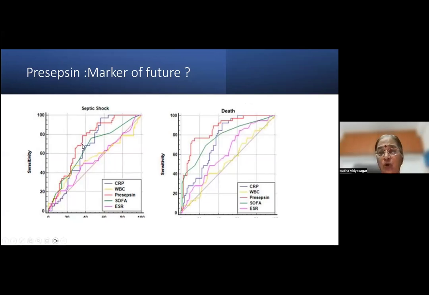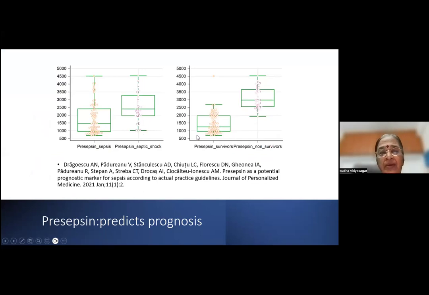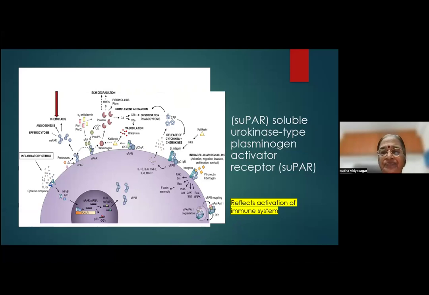The ROC is good for presepsin, for septic shock and for mortality. For both, it is good. And you can see here the difference in presepsin between patients in septic shock, and between survivors and non-survivors. You can find that the numbers are different. And so that is how it is useful as a biomarker to predict prognosis, and it is an upcoming biomarker. But you don't have many studies on it. That's why I'm not really focusing on it.